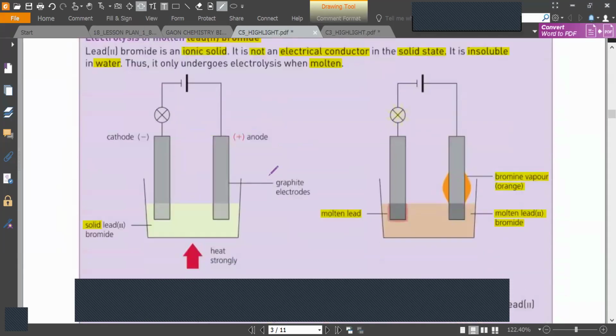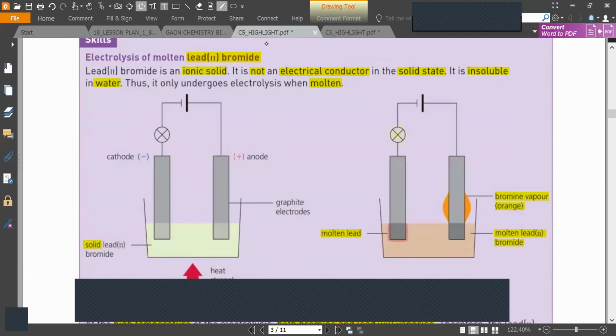Okay, molten lead bromide. This lead bromide is PbBr2, an ionic compound. Electrolysis only happens for ionic compounds, not for covalent compounds. So what we do is take this lead bromide.